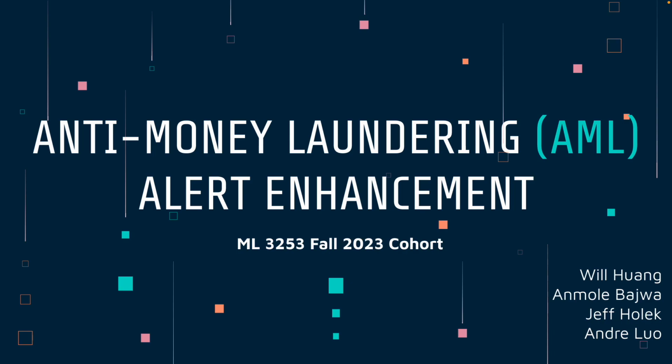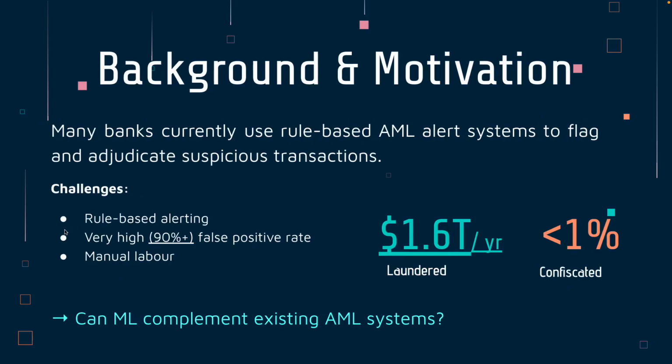The presentation today will be on anti-money laundering alert enhancements. So taking a look here at transactions that occur at banks. They currently use what's called rule-based AML alert systems to flag and adjudicate suspicious transactions, right?